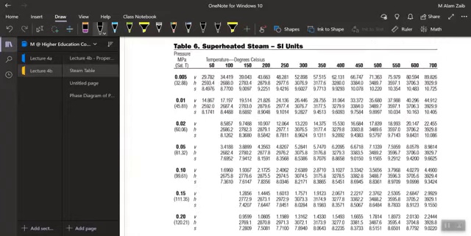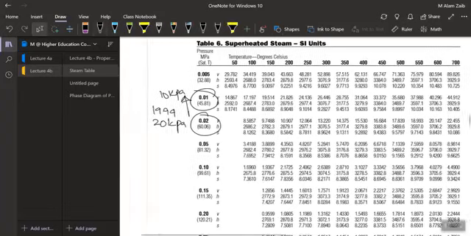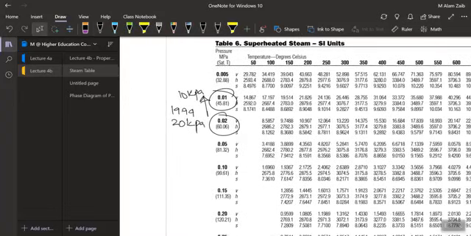So in a superheated table, if you look at different values, you have a value of 0.02, which is actually equal to 20 kilopascal. So your given pressure is 19.94. Definitely we are looking for a pressure less than 19.94. Over here we have a pressure of 10 kilopascal. At 10 kilopascal, we have to find the volume corresponding to 60 degrees centigrade.